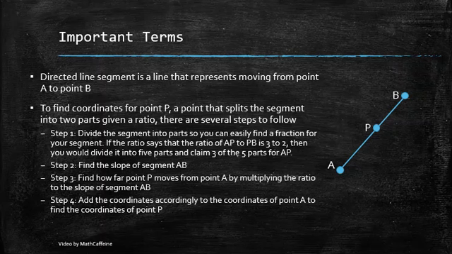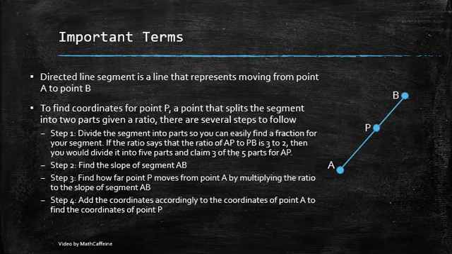Step 1. Divide the segment into parts so you get a fraction for segment AP. For example, if your ratio was 3:2, then you would divide it into 5 parts and make 3/5 your ratio for AP segment. If your ratio was 4:7, divide it into 11 parts and use the fraction 4/11 for your AP segment. Next, find the slope of AB using the formula of a slope.